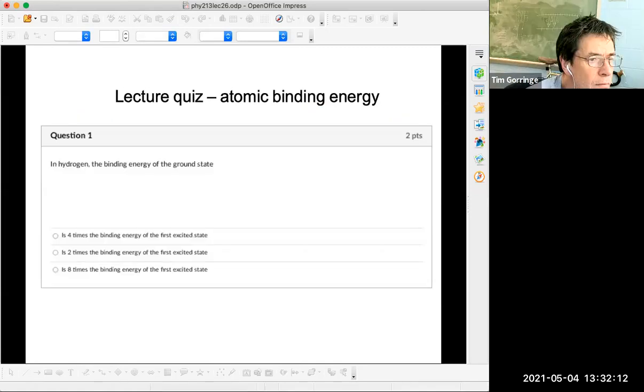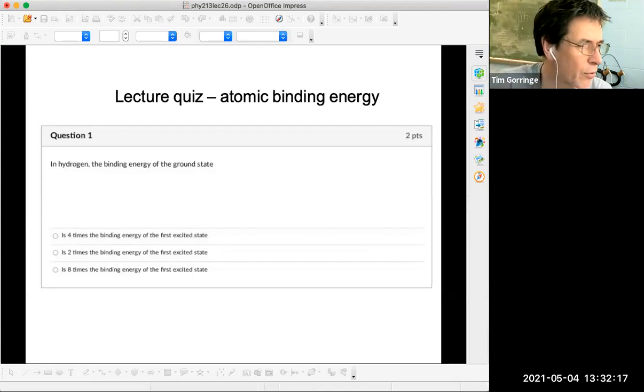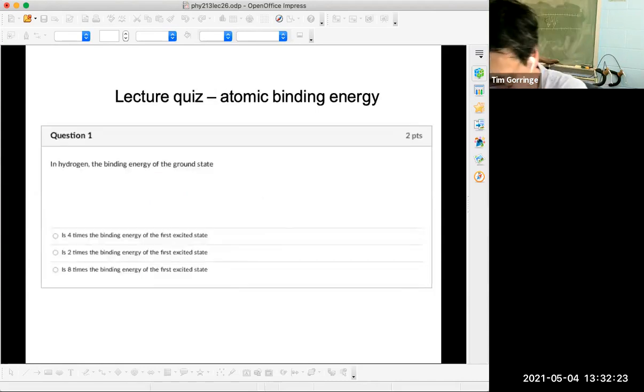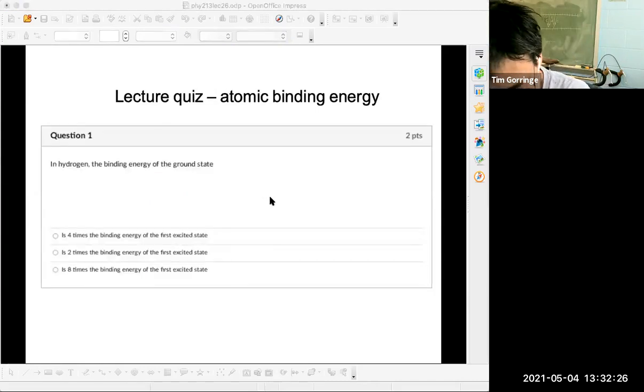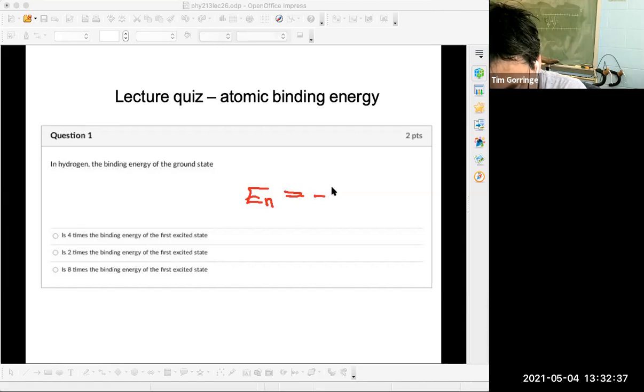Okay, I've got a quiz here. Let's just review the answer to the quiz. So the energy of a particular state in a Bohr atom, which we call E_n, is a constant with the units of energy. Electron volts is the normal unit of energy for atoms. It's minus 13.6 electron volts divided by n squared.